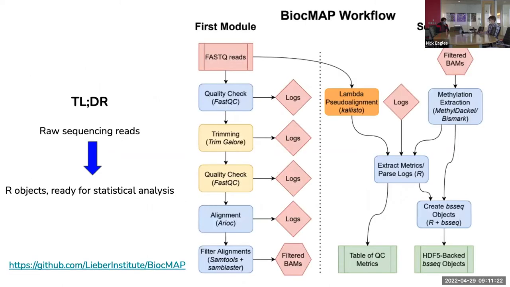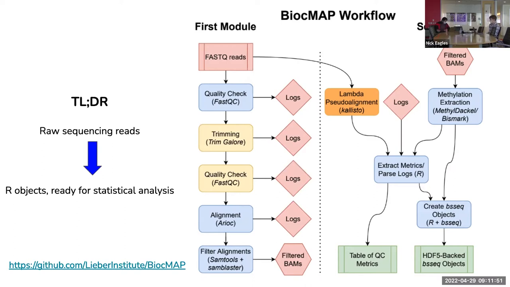So the tool that I've developed for this is called BiocMAP, a Bioconductor friendly methylation analysis pipeline. There's a big workflow diagram with a bunch of steps, but the big summary is that you take raw sequencing reads, and then eventually we want to process things so that we have a couple R objects, since we like to work with R and especially Bioconductor. And those are ready for statistical analysis.